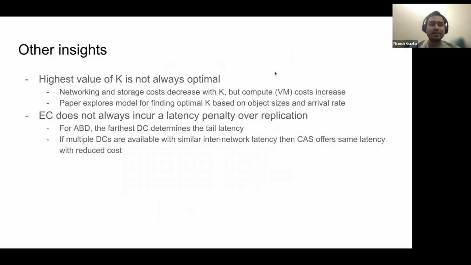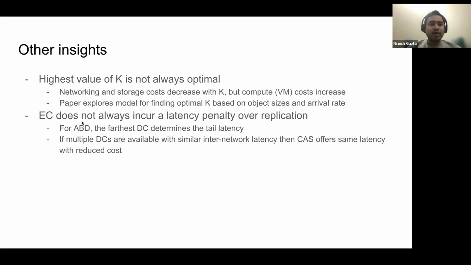So some of the other insights were that the highest value of K is not optimal. So as the number of chunks in erasure coding increase, the network and storage cost decrease. However, the compute cost increase as the quorum size also increases. So the machine needs to handle more traffic, and as a result, the compute costs go up. The paper explores the model for finding an optimal K based on object sizes and arrival rate.